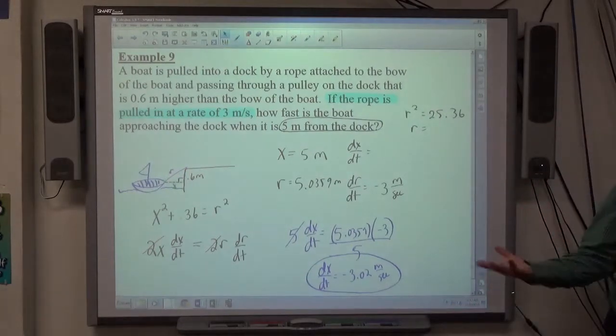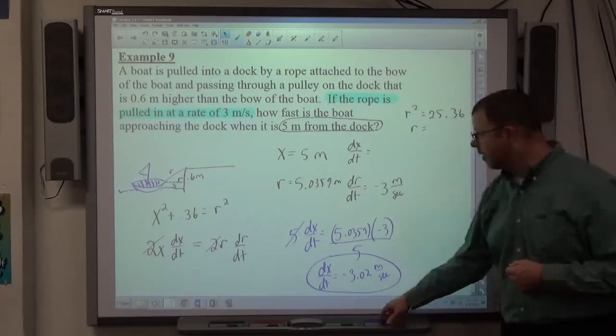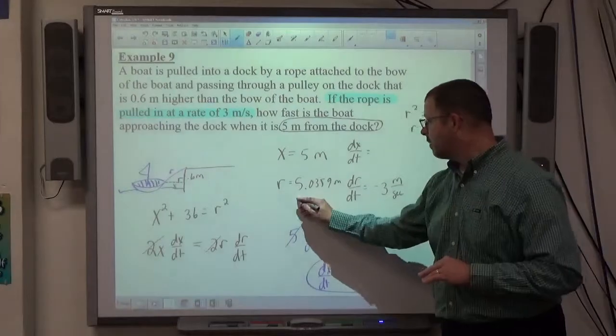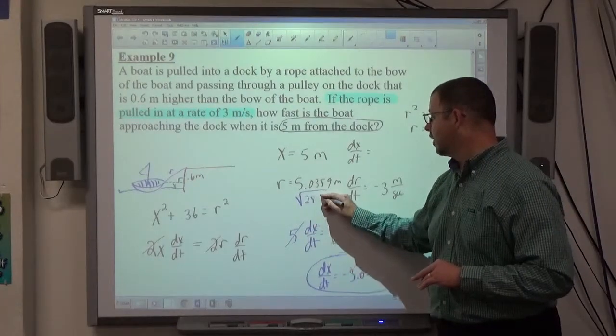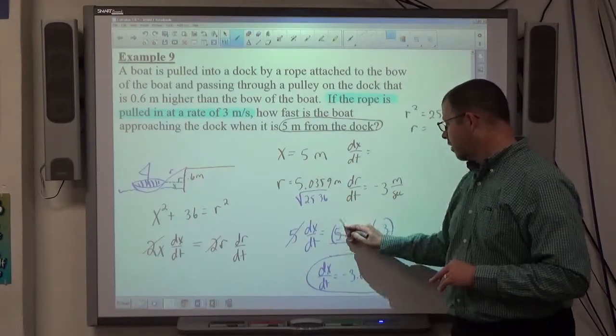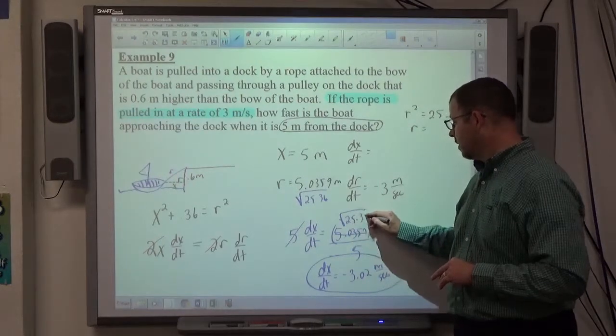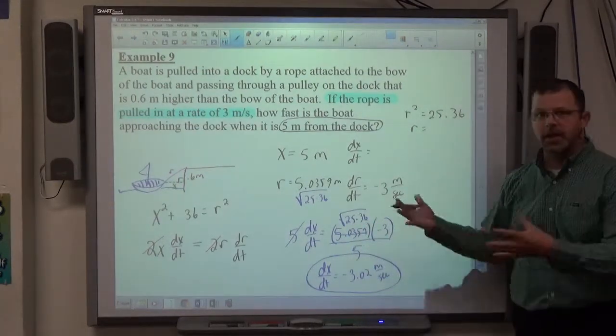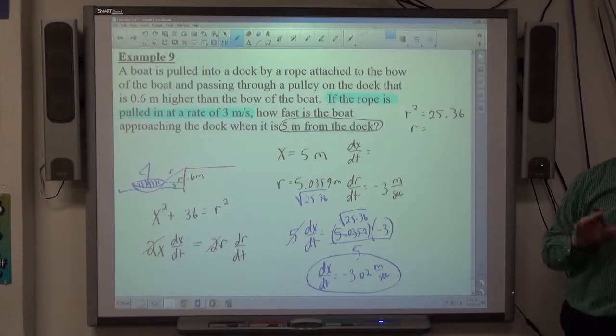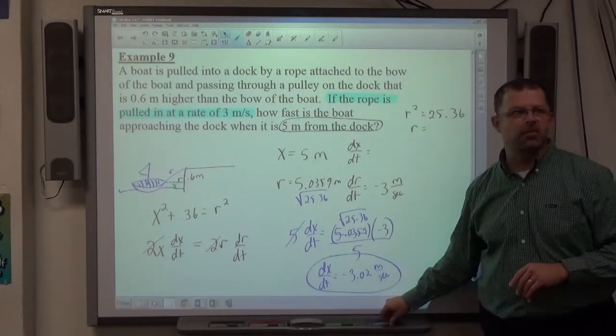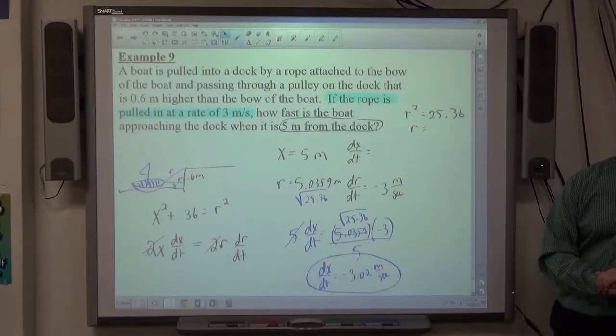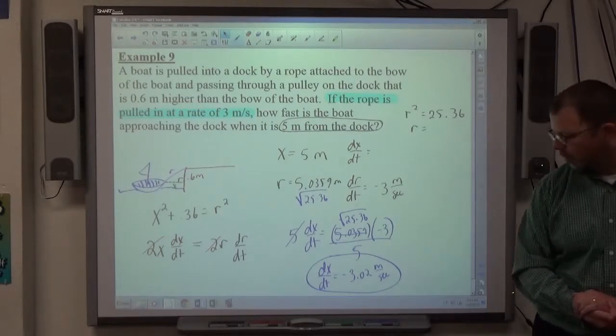Going back to the whole exact answer versus approximate answer thing. If I wanted an exact answer, I would keep this as the square root of 25.36, times that over that, and get a radical answer. That would be the exact answer. But again, for the sake of what we're doing, an approximate decimal answer, 2 decimal places is fine with me. That will do the trick.